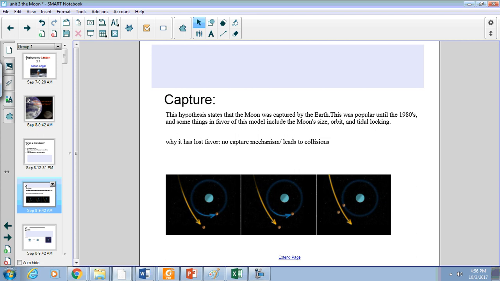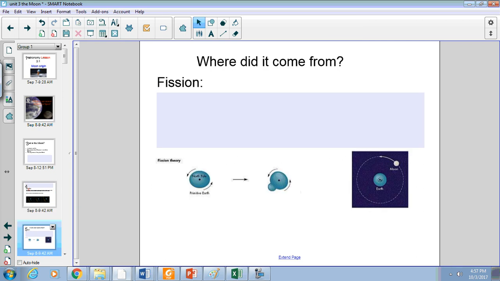But that kind of lost favor because there was no way for the Earth really to capture this. The Earth's mass and size is great, but not great enough to do that. And it probably would have led to the collision of the moon into the Earth, if anything. Okay, so scratch the capture method. What else we got? So fission.